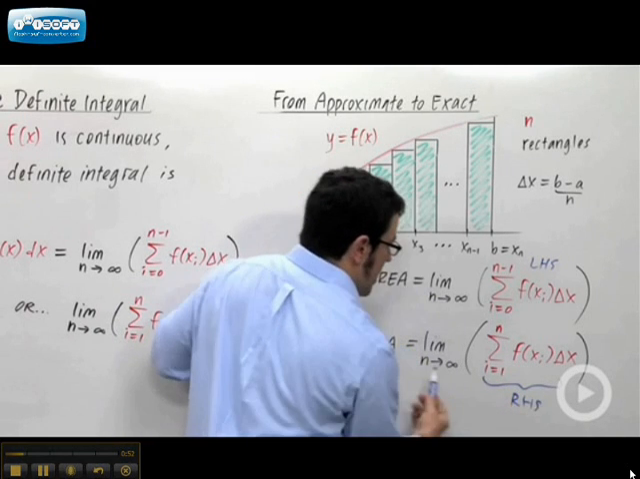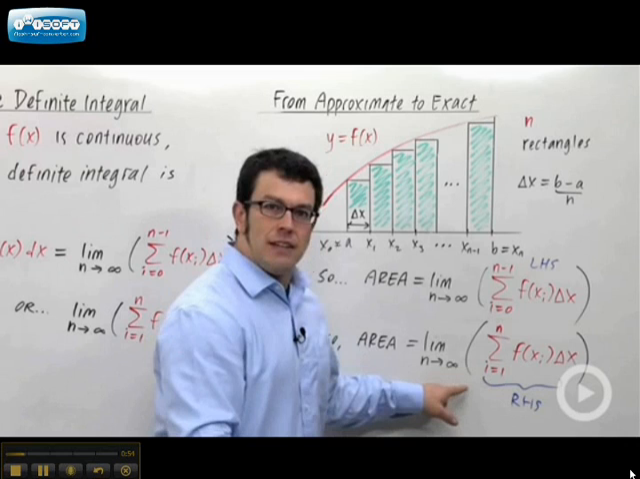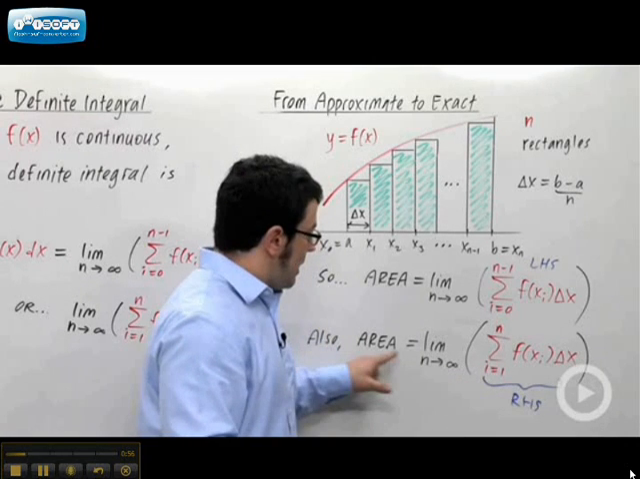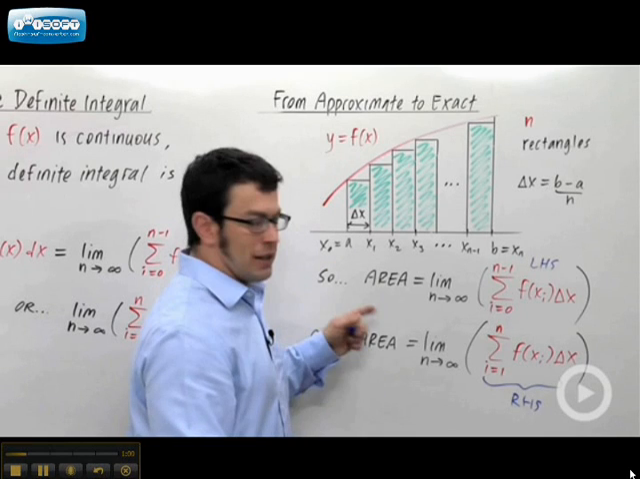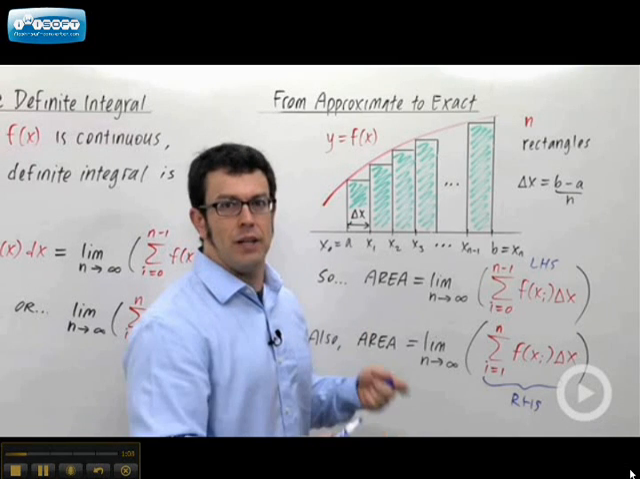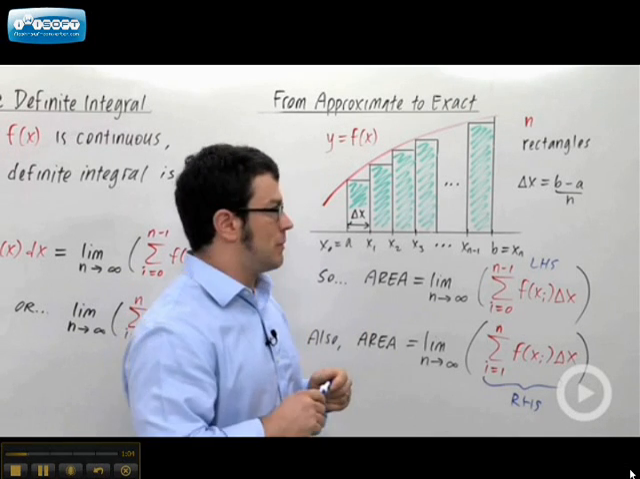It turns out that when n approaches infinity, this gives me the exact same limit and thus the exact same area. So you can calculate the area either using a left or right-hand sum. What we did before with the left-hand sum wasn't special. We could do it for the right-hand sum as well.